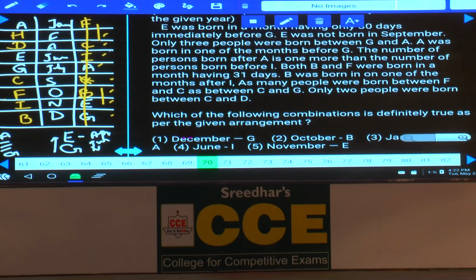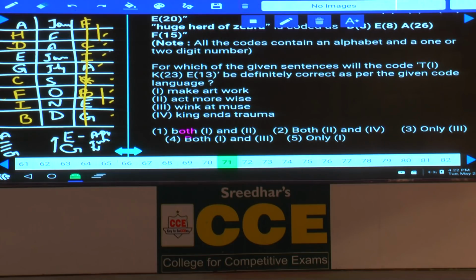Then question number 70, which of the following combinations is definitely true as per the given information? December and G, that is false. October and B, and January and A, that is definitely true, choice 3. Now this is about question number 66 to 70. Clear enough? Then 71 to 75.